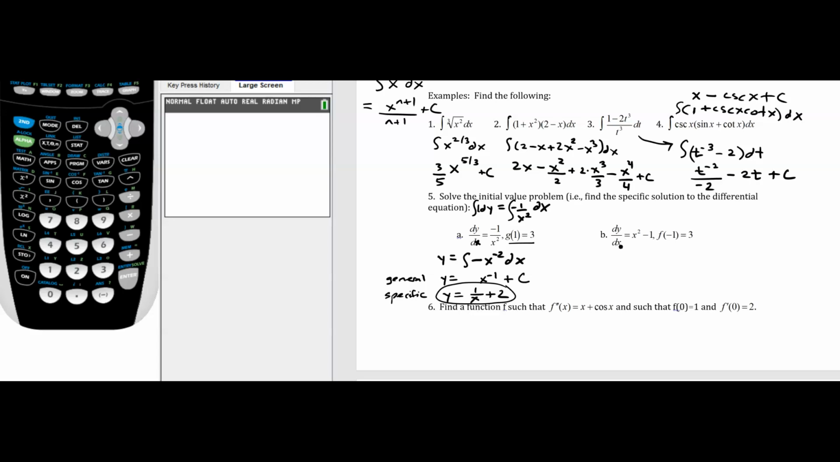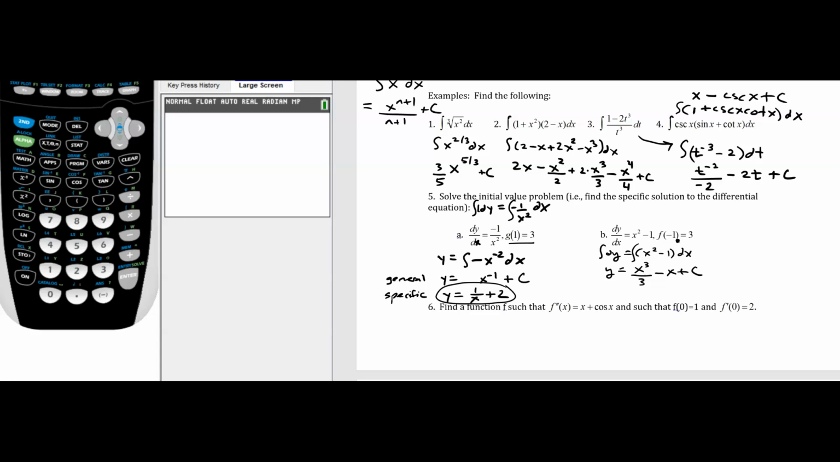Same type of thing. Bring the dx to the other side. So you have dy is equal to x squared minus 1 dx. So we're going to do the antiderivative of both sides, and that's going to lead me to y equals the antiderivative of this. So y equals the antiderivative of x squared, which will be x cubed over 3. You add 1 to the exponent, divide by that exponent. And then what function has 1 as its derivative? That would be x. And then let's not forget our plus c.